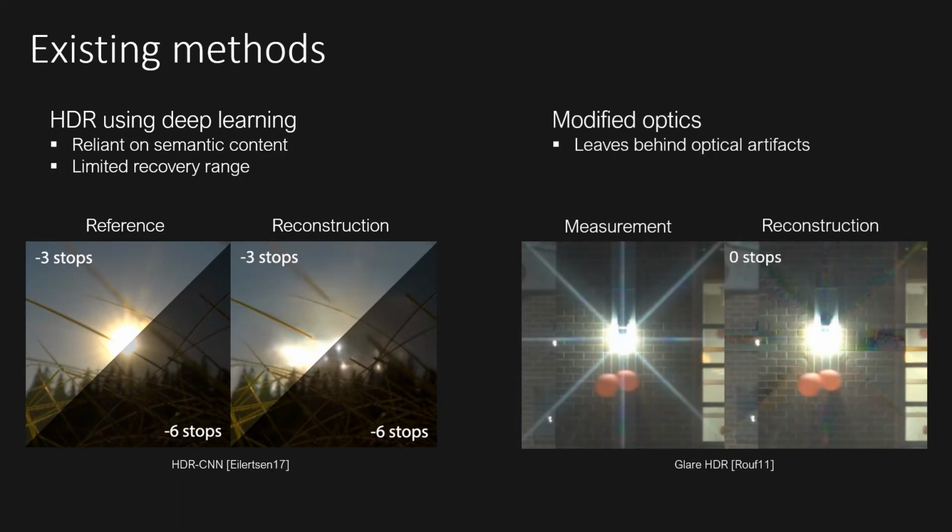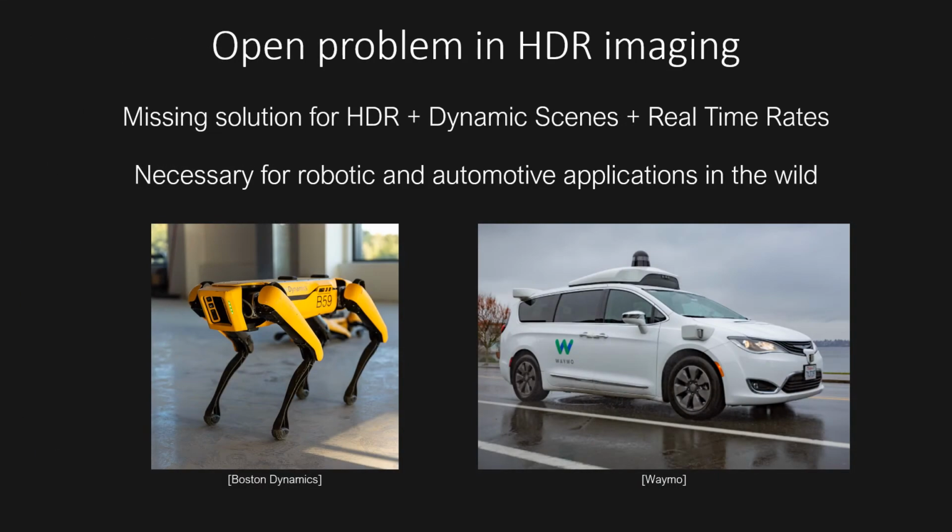Another single-shot approach uses a star filter on top of an existing lens system to encode saturated scene content into unsaturated regions. Although this allows for better prediction of high-intensity content, it leaves behind noticeable artifacts in the unsaturated regions. As such, HDR imaging for high-contrast dynamic scenes at real-time rates is an open challenge and an obstacle for robotic and automotive applications.